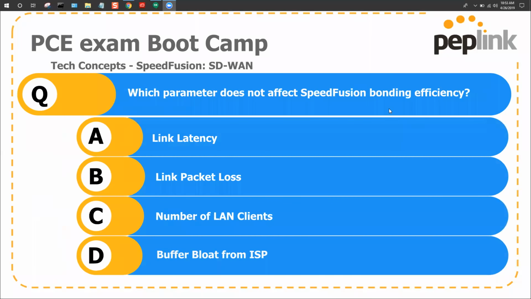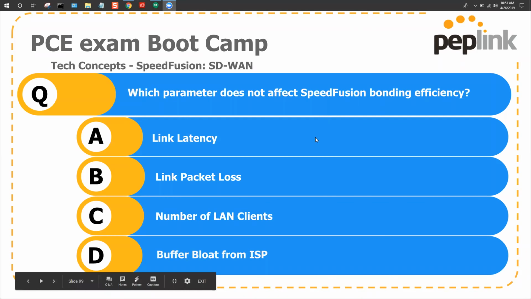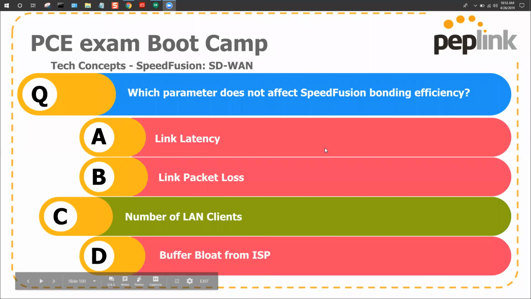Which parameter does not affect SpeedFusion bonding efficiency? Link latency, link packet loss, number of LAN connections, or clients rather, or buffer bloat from an ISP. We'll give you a couple of moments. We really don't care how many LAN clients are behind a particular Peplink. It just simply doesn't come into play when we're talking about how well a SpeedFusion tunnel is up and running. Remember, SpeedFusion is Peplink to Peplink, not LAN client to LAN client.